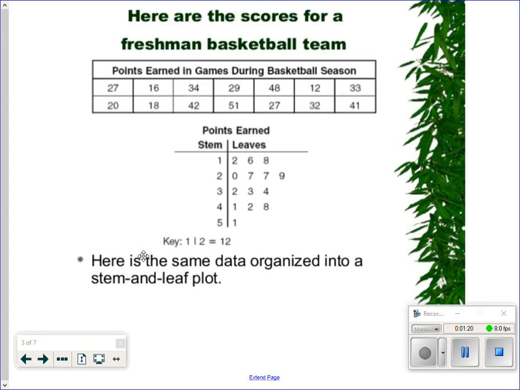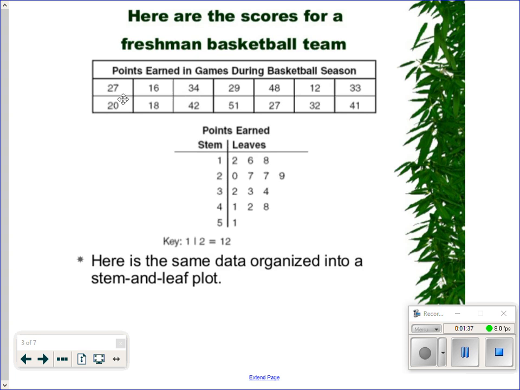Let's take a look at another one here. Here are some scores for a freshman basketball team. Here are all the numbers, and then they're put on this graph. So where's 27 down here? It's right here at the 2 and then the 7. So it looks like we have another 27. Is there another 27 up here? There is. It's right here.